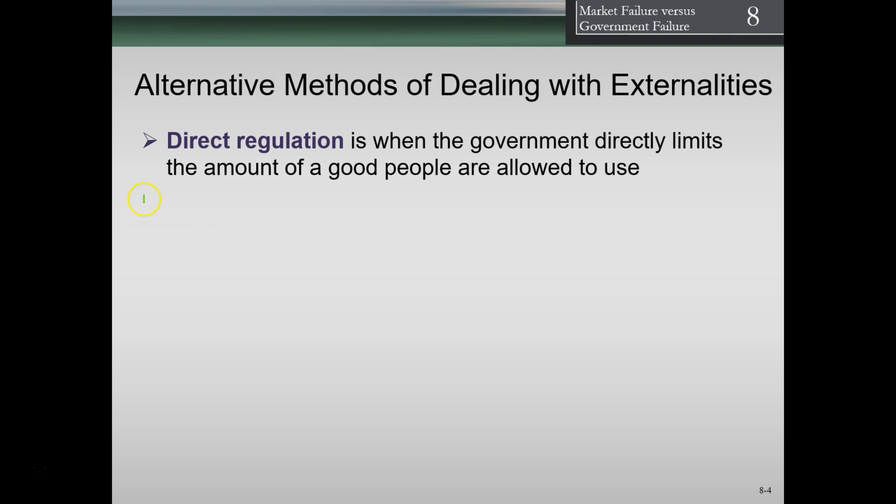So, alternative methods for dealing with externalities. We've got the negative and the positive externalities. They both have problems, and so how can we deal with them? We can recognize them. We see that theoretically those can exist. We recognize that problem. What do we do about it? So we could have direct regulation, which is when the government directly limits the amount of a good people are allowed to use. We could just come in and directly regulate something.